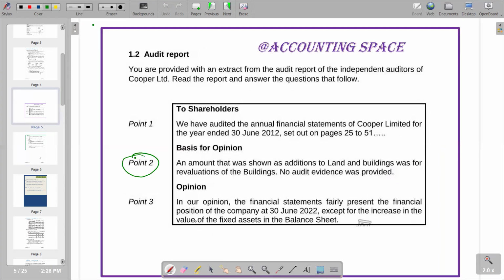But we go back to the scenario that we are given. Our opinion is saying the financial statements fairly present the financial position of the company, and that's where we have the key issue, the increase in the value of the fixed assets in the balance sheet. So basically, you see that the financial statements fairly present, except for one issue that is there. If we have such a scenario, we know that that is a qualified opinion. And remember what the qualified opinion stipulates.